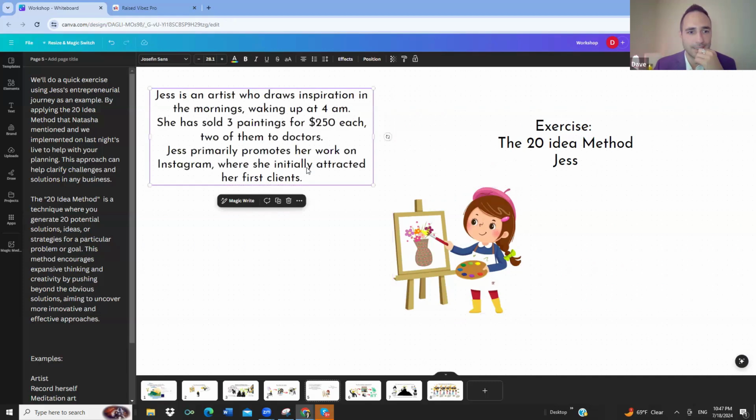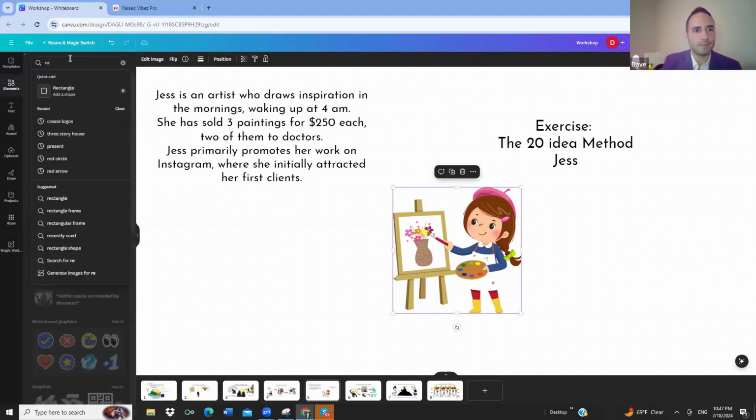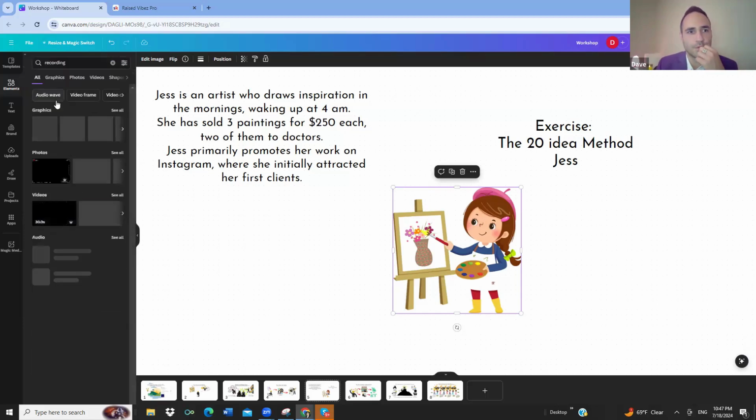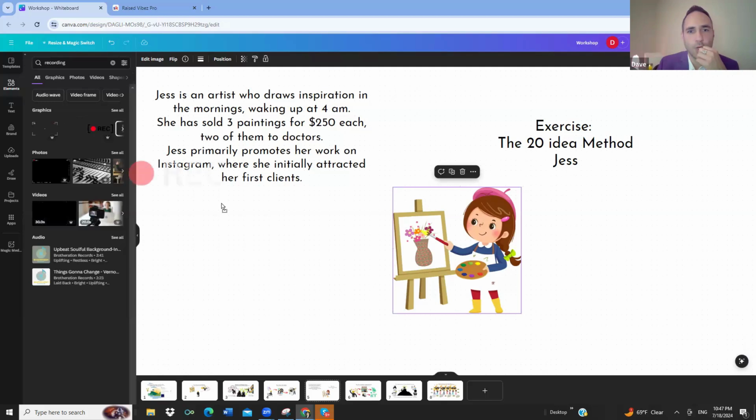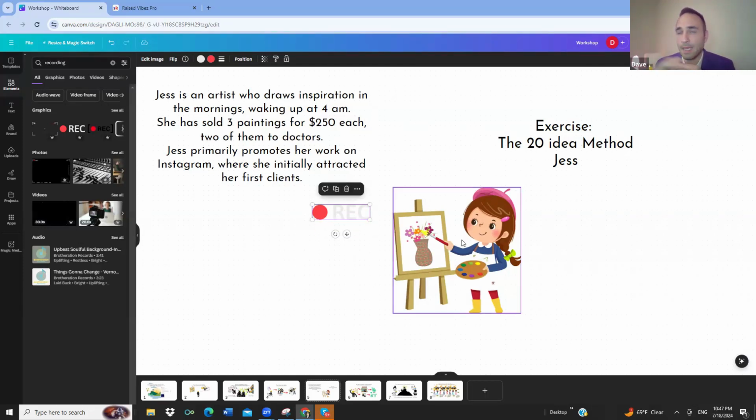So the idea behind this is, what can she do in her business? For example, we came up with recording. She can record herself as she's drawing her paintings and put them on Instagram and do a time lapse. That way people can see the painting that they buy created as she's painting it, right?